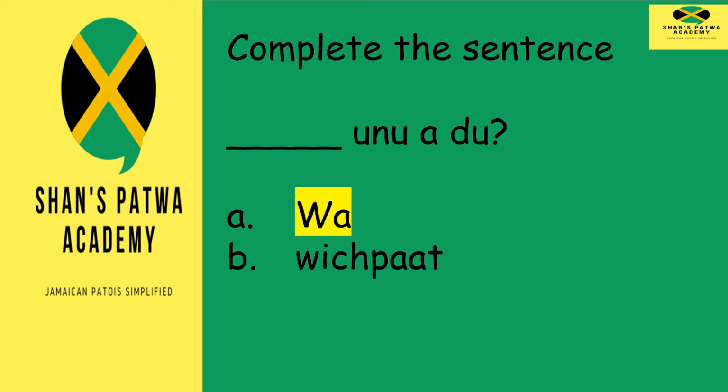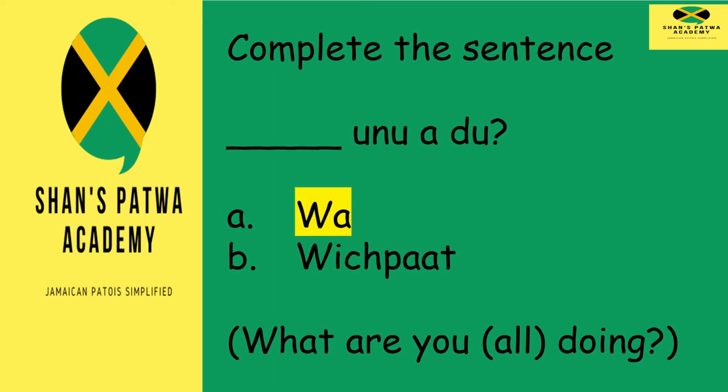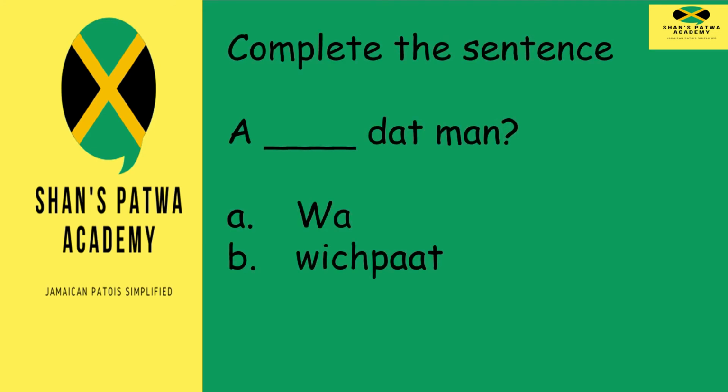Wa unu a do? And so if you say unu a, it turns into unu a do. This means what are you all doing? You all, because unu is the plural form of you. So you is yo, unu is you all. Wa unu a do? Complete the sentence.